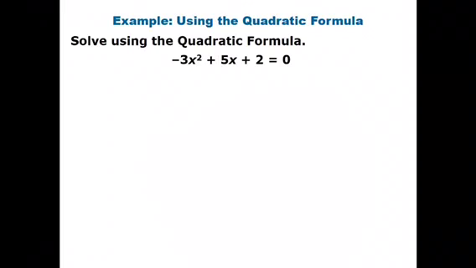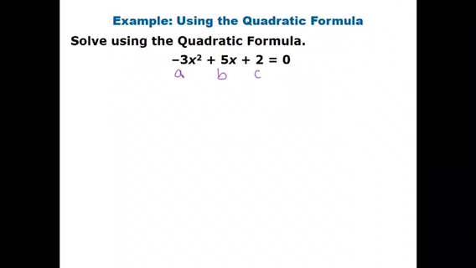So example 1, we've got negative 3x squared plus 5x plus 2 equals 0. So this is our quadratic, and the first thing we want to do is identify our a, b, and c coefficients. Based on its form, I know my a value is negative 3, b is 5, and c is 2. And I want to take these values and plug them into the quadratic formula.